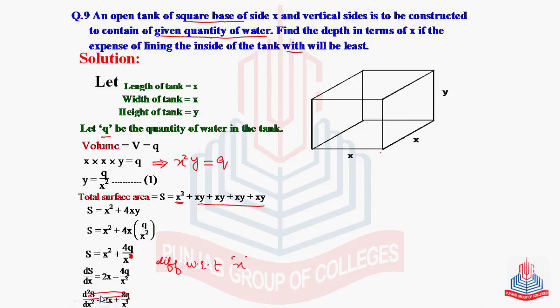And the second derivative d2S over dx square is equal to, the derivative of 2x is 2, and derivative of minus 1 over x square is plus 2, so 4 2s are 8Q over x cube, because this can be written as 2x minus 4Q x raised to the power minus 2, and after taking derivative that will become 2 plus 8Q over x cube.